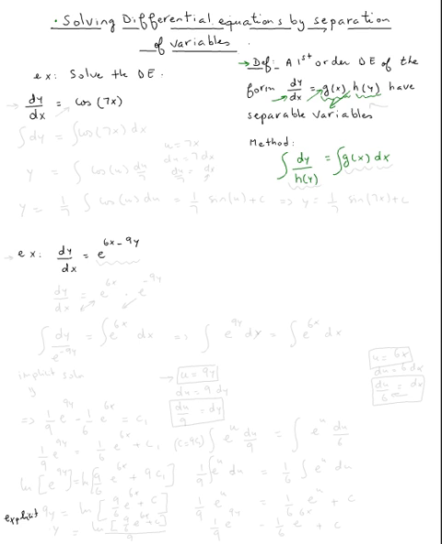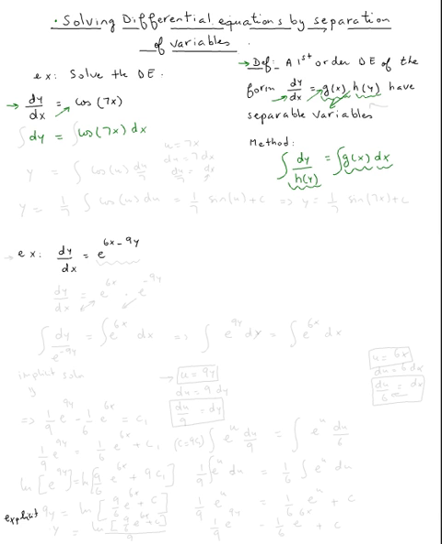Alright, so let's do example 1. Let's try to solve this problem. dy/dx is equal to cosine of 7x. We're looking for y. So again, we want to have all the functions of x and dx's on the right side, and all the functions of y and dy's on the left side. So I need to move dx to the right side. As long as it's a product, you can move things diagonally. So dy is equal to cosine 7x dx.